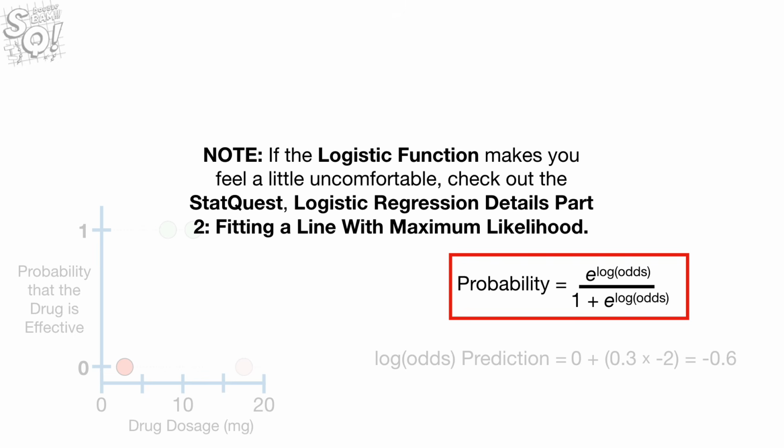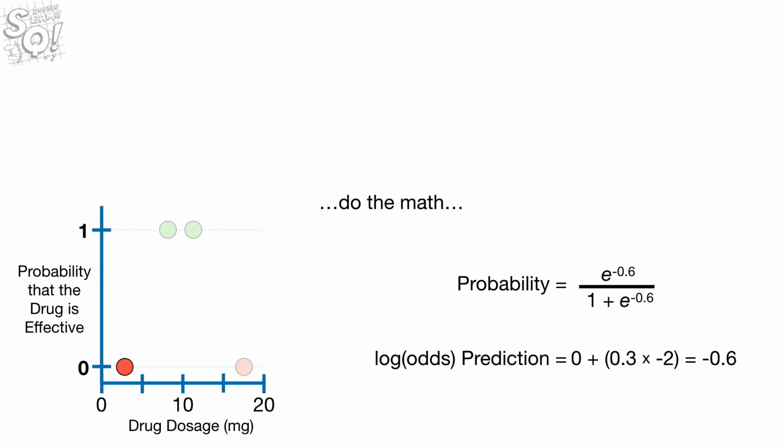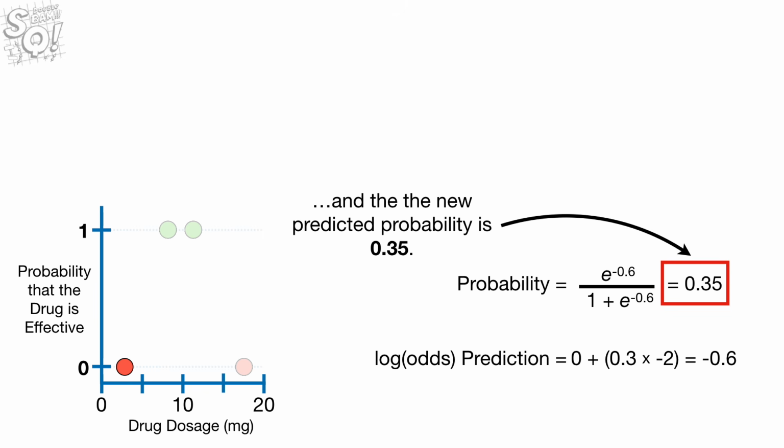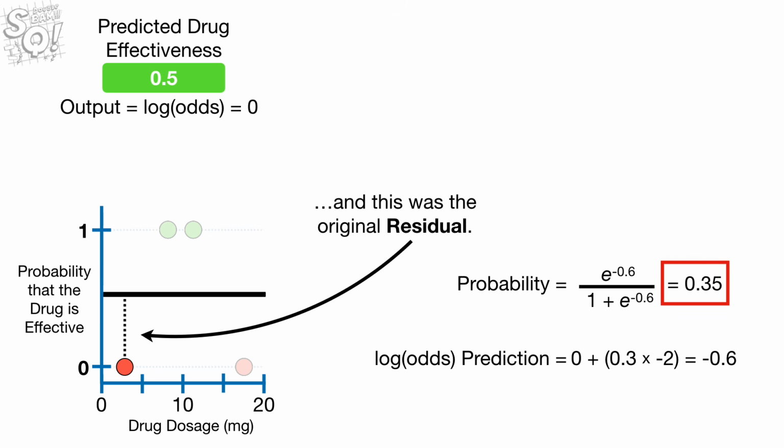Note, if the logistic function makes you feel a little uncomfortable, check out the StatQuest, Logistic Regression Details Part 2, Fitting a Line with Maximum Likelihood. Assuming we're cool with this equation, let's plug in the log of the odds. Do the math, and the new predicted probability is 0.35. Remember, the original prediction was 0.5, and this was the original residual.